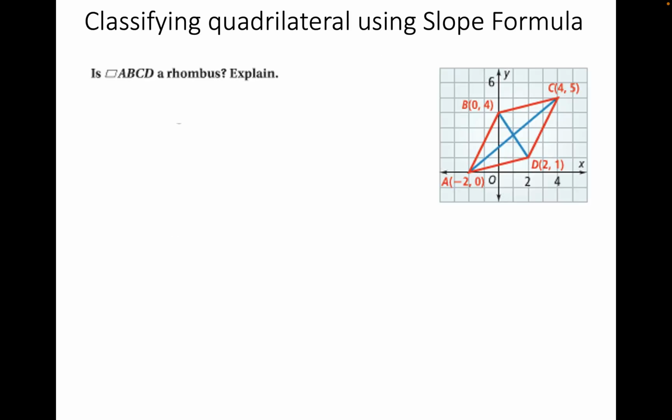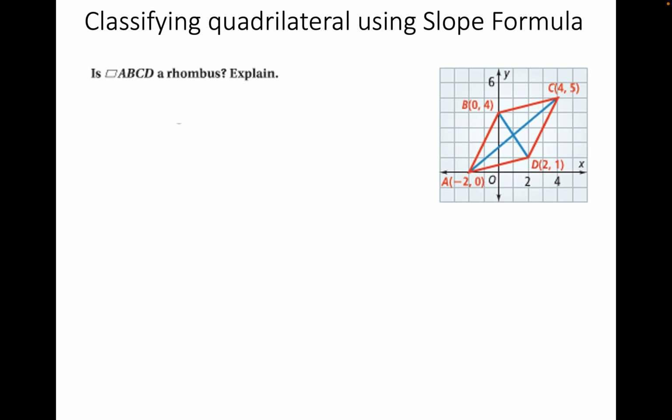All right, so we have a quadrilateral ABCD, and it's asking, is that a rhombus? Explain. All right, well, one of the characteristics we know about a rhombus, one of the properties of a rhombus, is that its diagonals are perpendicular.